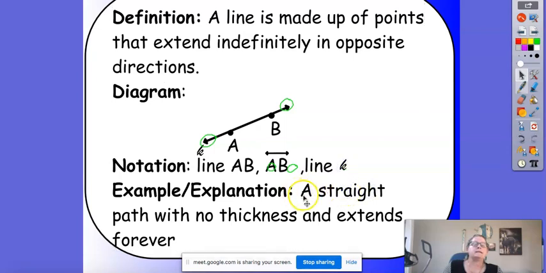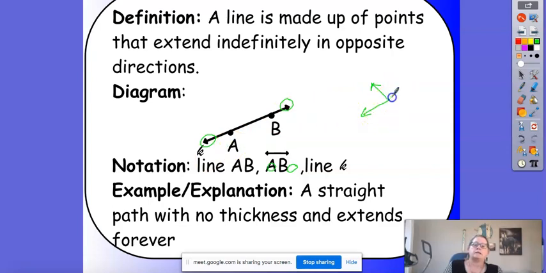My explanation: a line has to have a straight path with no thickness, and it extends forever. You do have to use a straight edge. A line is not ever going to look like this. That is not a line. Not going to work. It has to be a straight line.